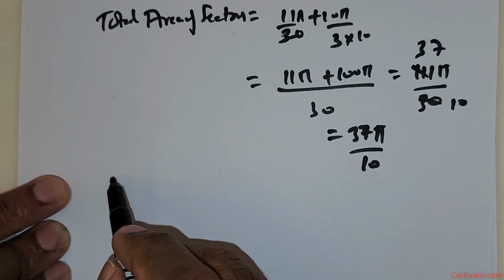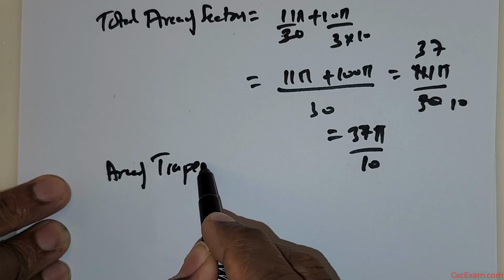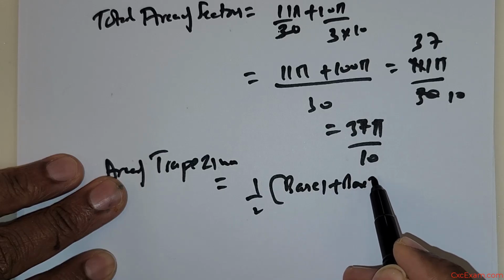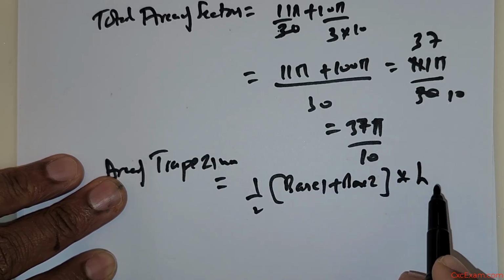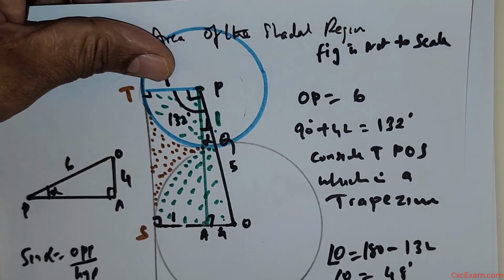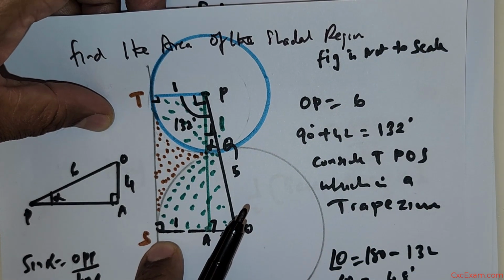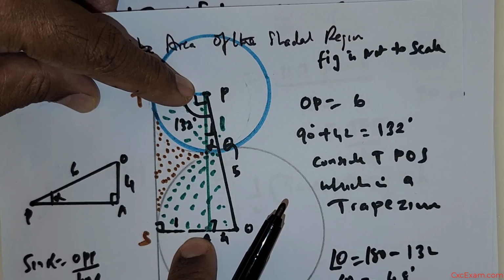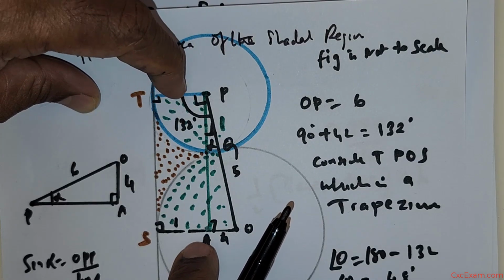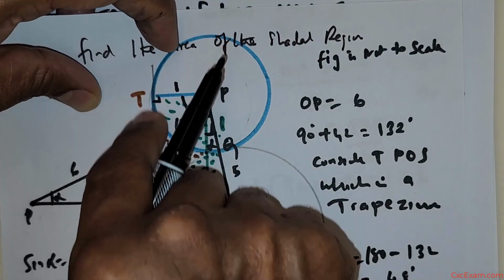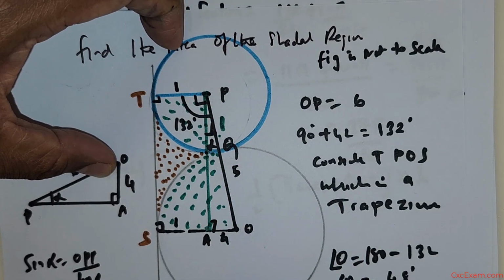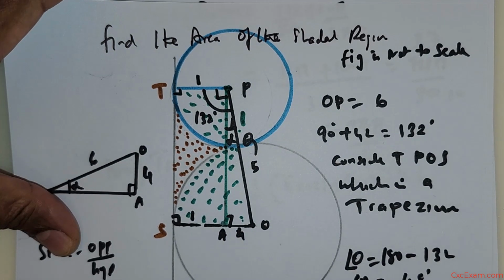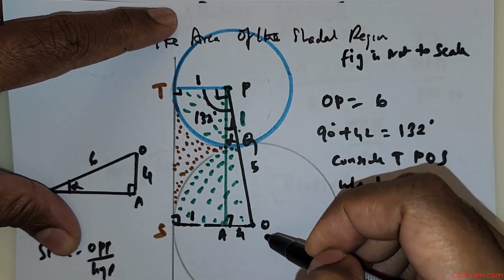Now we need to get the area of the trapezium. So area of trapezium, what is the formula? It is half times the sum of base 1 plus base 2, times the height. So we need to know this height. These are the two bases, which are known, right? Then we need to know this height. So the question is, how do we get that? We can easily get that by considering the triangle PAO.